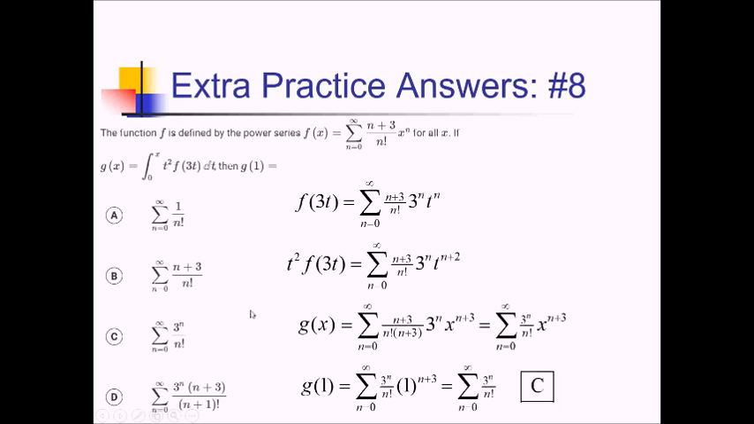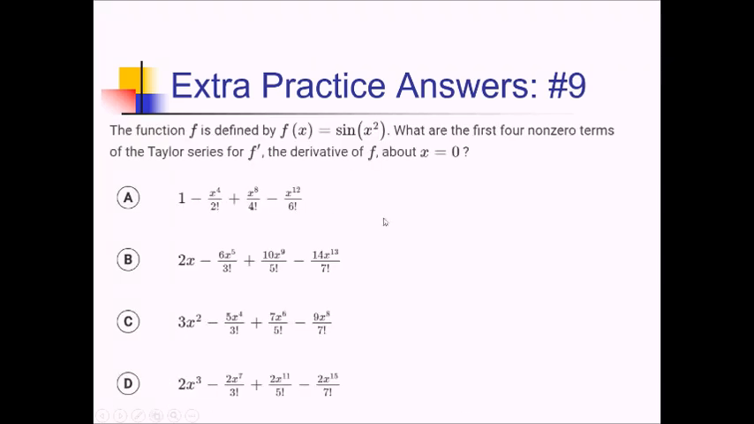For this one, we're defining f of x as the sine of x squared, and we just want the first 4 non-zero terms of the Taylor series for f prime, so the derivative of f about x equals 0. So basically the Maclaurin series for f prime of this stuff here. Probably the easiest way to do this is just to start with the series of sine of x, the Maclaurin series, which we have memorized, and just do a couple transformations on it.